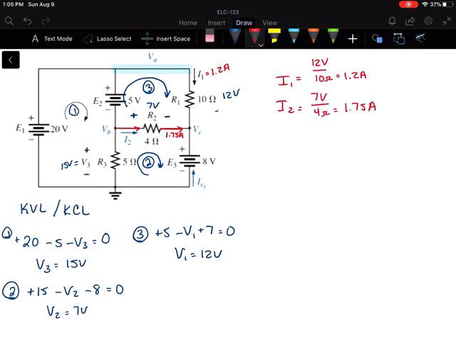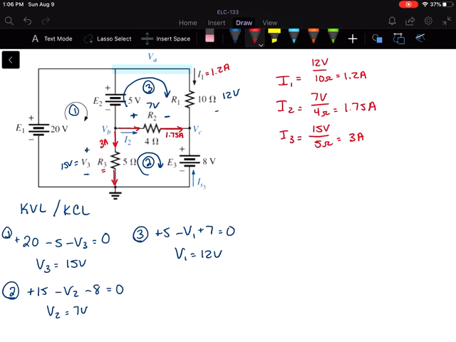And then let's go ahead and find I3 while we're using our Ohm's law tool here. So R3 is right here. We know we have 15 volts drop across that 5 ohm resistor, so we have a 3 amp current there. And again, that current is going to go in on the more positive side and leave on the negative side. So we have a 3 amp current there.